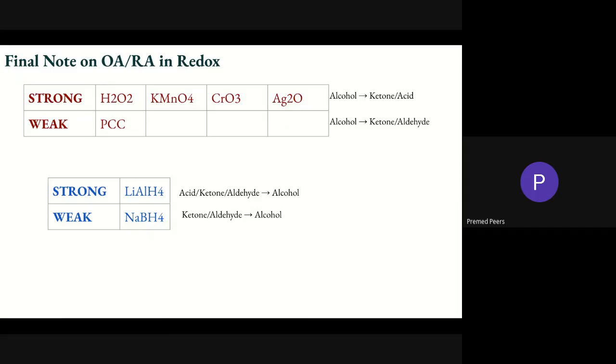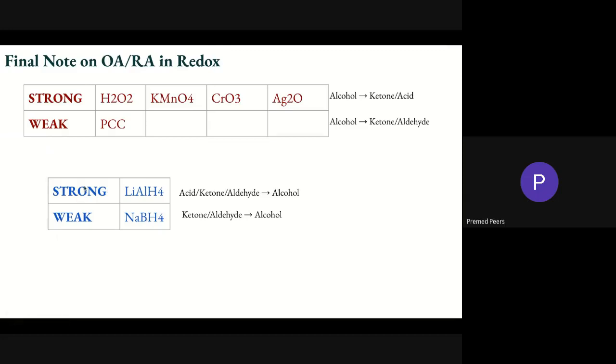If it is not bonded to two other hydrogens, then it will become a ketone. So depending on the remaining groups on the carbon that is bonded to the alcohol group, it can become a ketone or it can become an acid. But PCC, which you will commonly see on the MCAT, is categorized as a weak oxidizing reagent. That means it can only go up to ketone or aldehyde, no acid. Just remember no acid, okay?